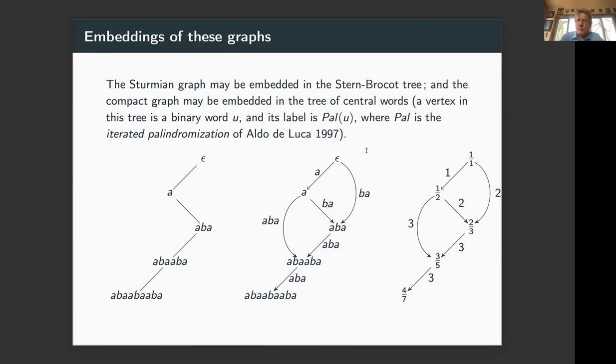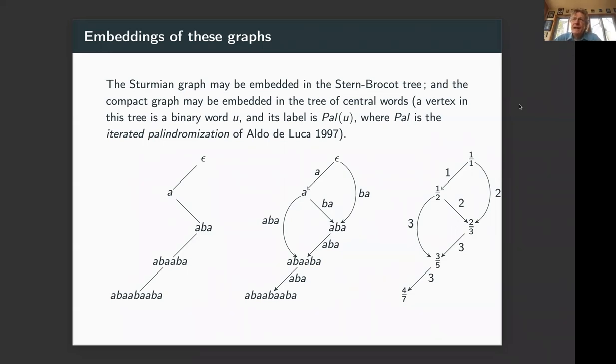Now, perhaps we look at the extreme right. Do you see it? At the extreme right, you see a piece of the Stern-Brocot tree. And if you forget the round arrows, it's the piece of the Stern-Brocot tree. And now you add arrows like this.